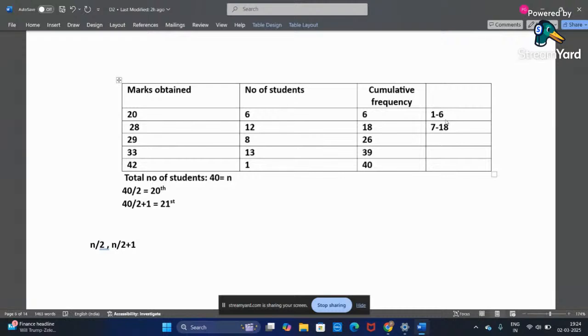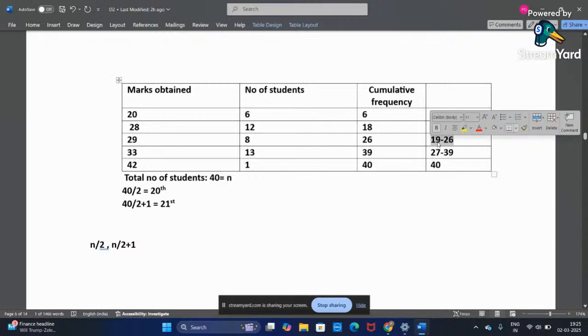Same way here. From 19 to 26 how much have they scored? 29 marks. Here from 27 to 39 students have scored 33 marks, and here only 40 alone have scored 42 marks. So the 20th and 21st student will lie between this number, right? Yes, right. So what is the value? 29.